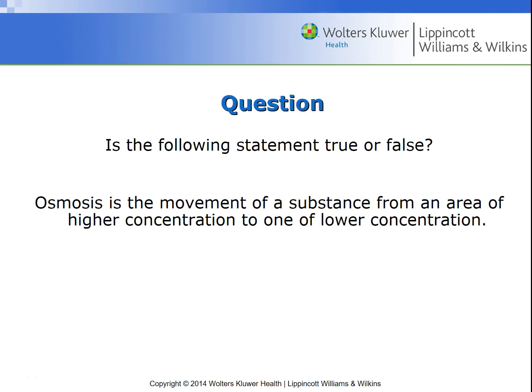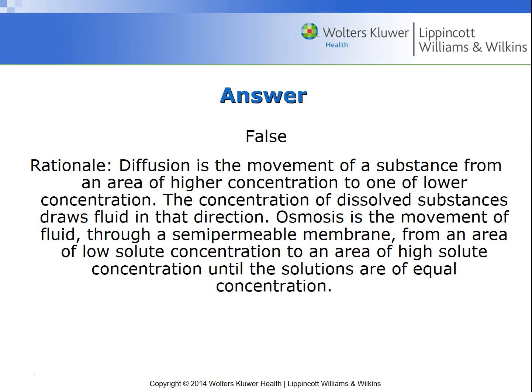So as a question, is the following statement true or false? Osmosis is the movement of a substance from an area of higher concentration to one that is lower. And the answer is going to be false. Diffusion is the movement of a substance from an area of high concentration to one that is lower.